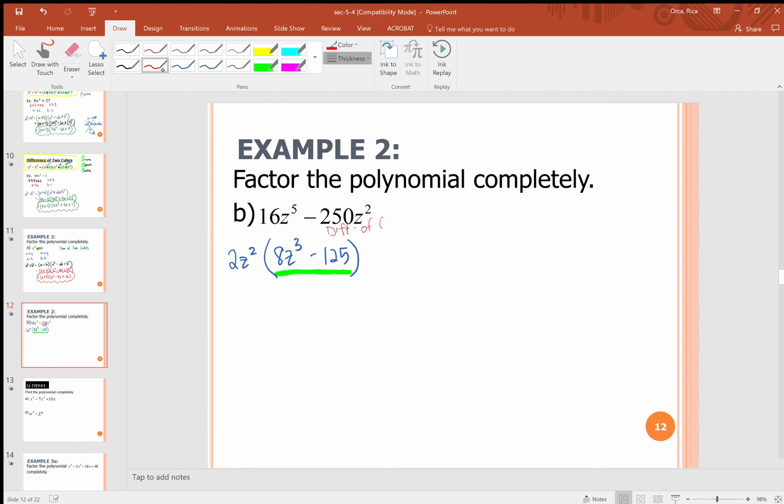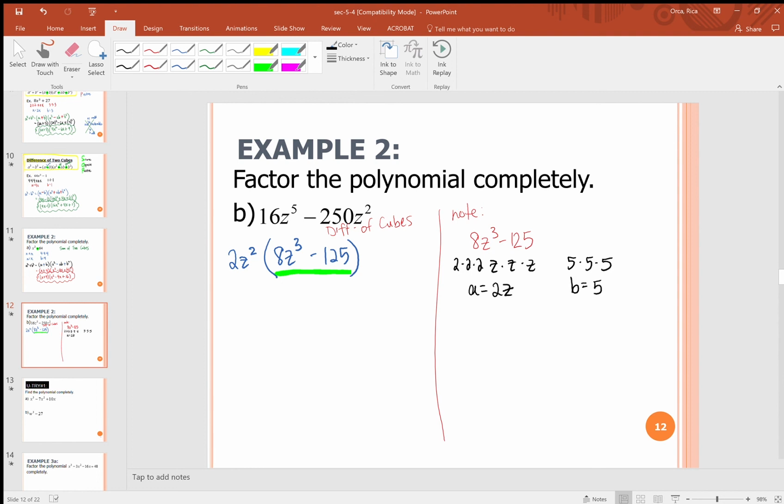Difference of cubes. So I'm going to do a side note because I don't want things to get messy. I want to factor 8z to the third minus 125. So let's start by expanding 8. 8 is 2 times 2 times 2, and z to the third is z times z times z. 125 is 5 times 5 times 5. Now let's identify A and B. A is 2z and B is 5.